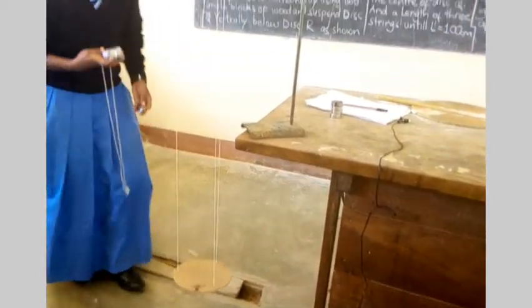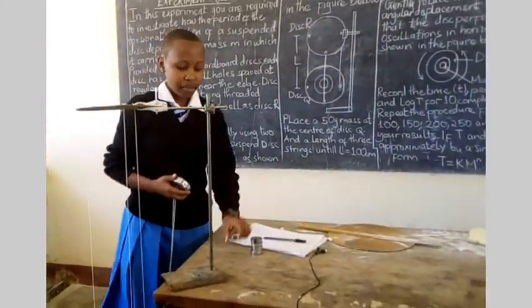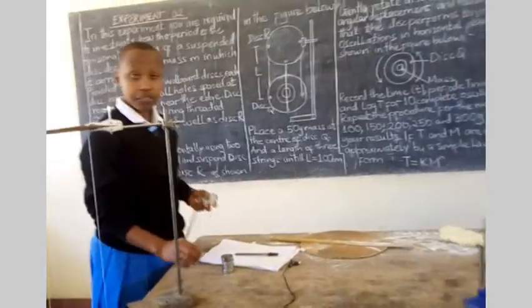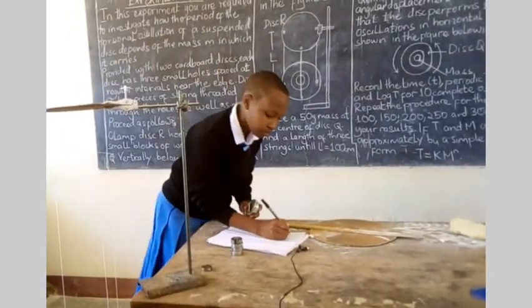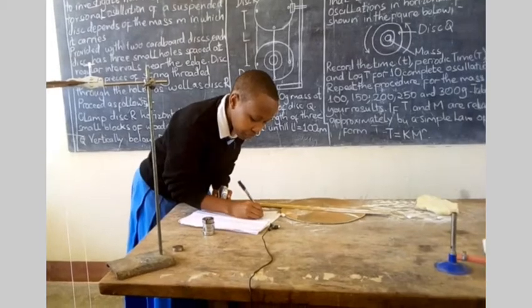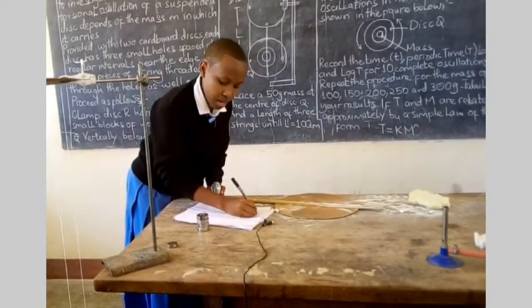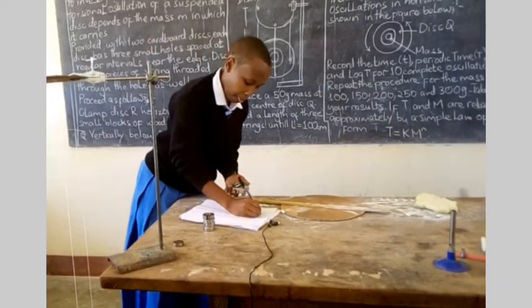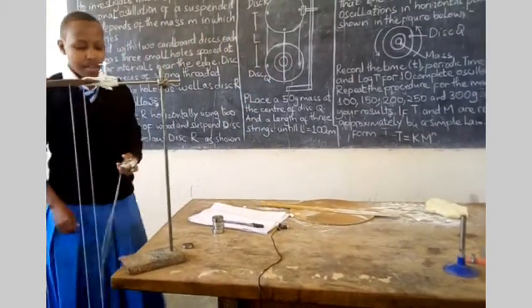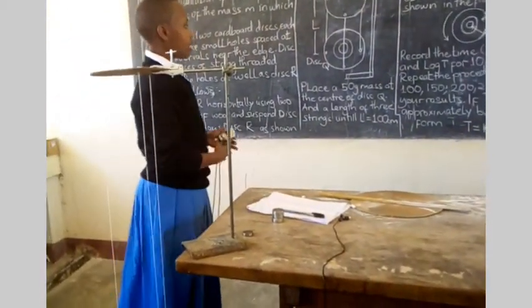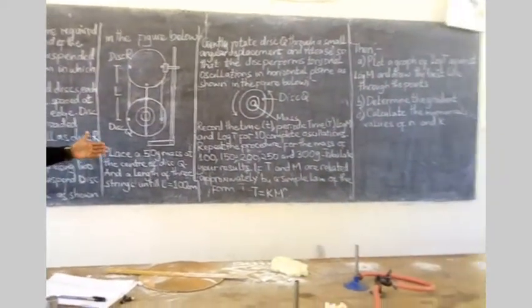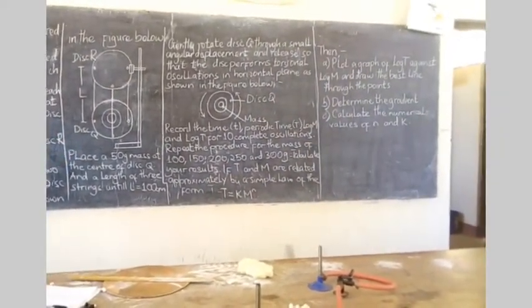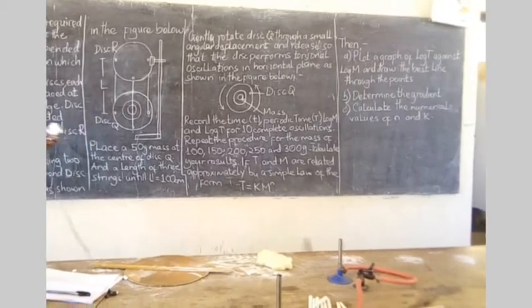After obtaining the time for 10 complete oscillations, remember our mass is 50 grams. So we record the time we have obtained for the mass of 50 grams. And then we are told to repeat the procedure for 100, 150, so we move on as the question says.